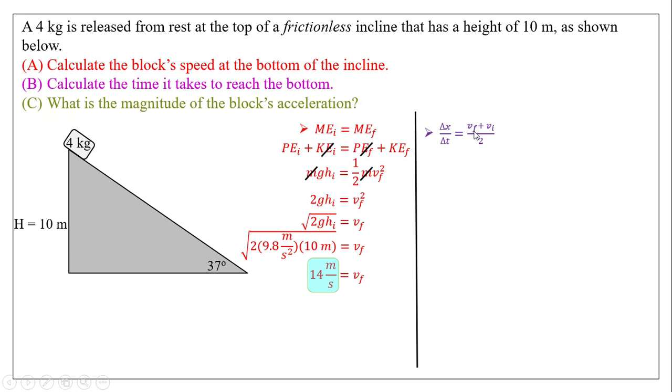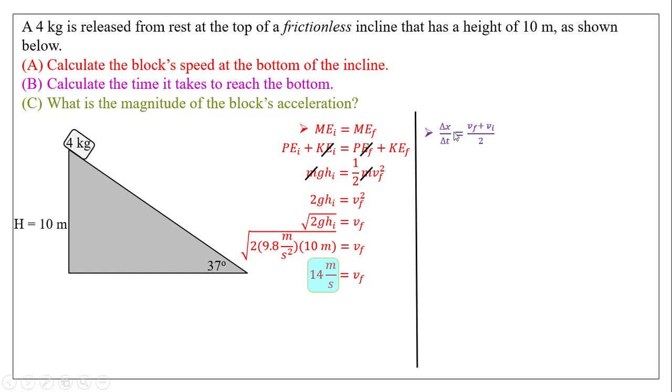I know what VF is, which I just calculated, which is 14, and VI is 0 because it starts at rest. I don't know what delta x though is. Okay, so I'm using this because from the diagram I can find delta x quickly, which I'll show you how to do in just a second. So I'm using this first approach because it's the easiest way for me to do.